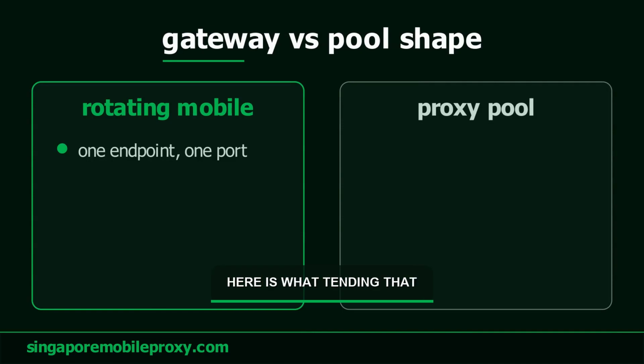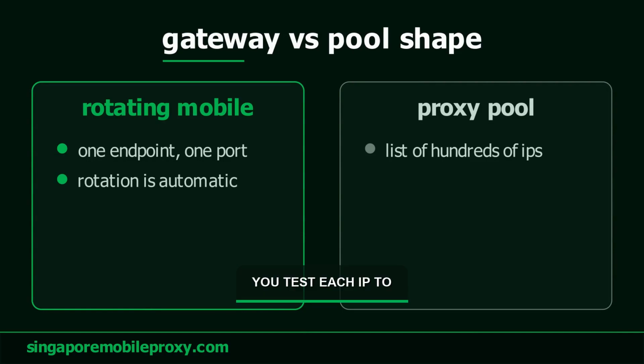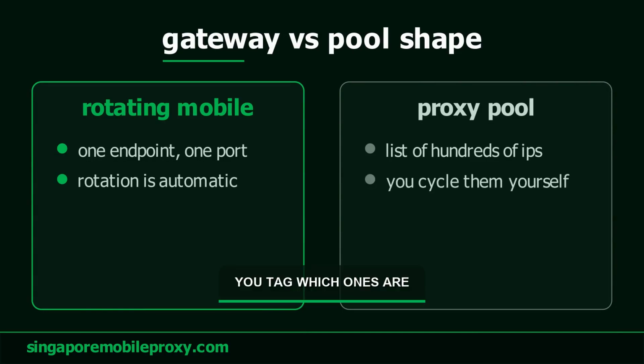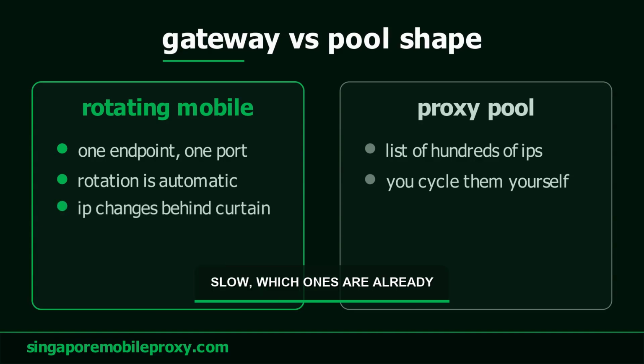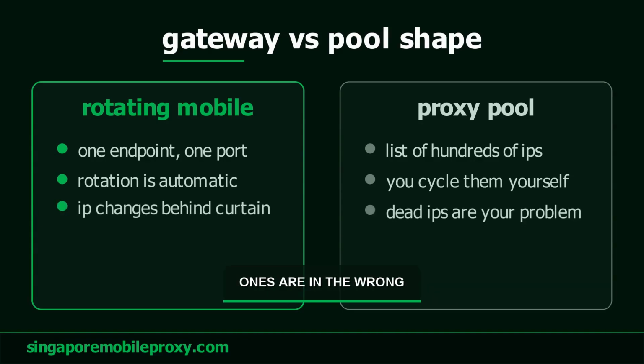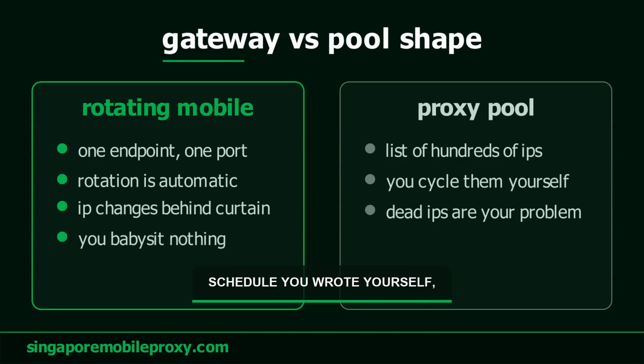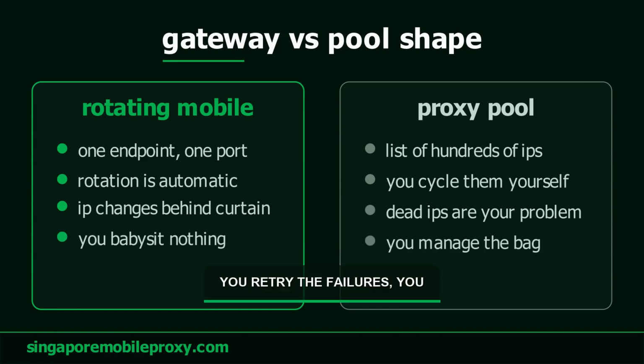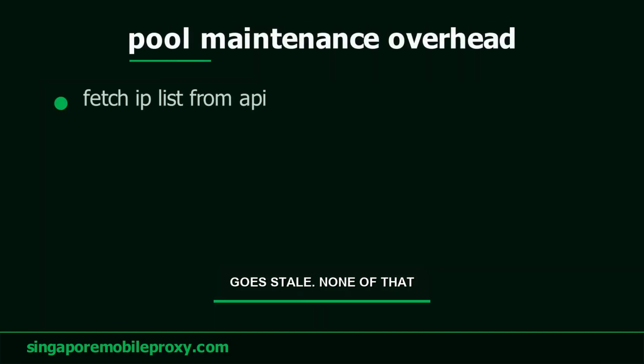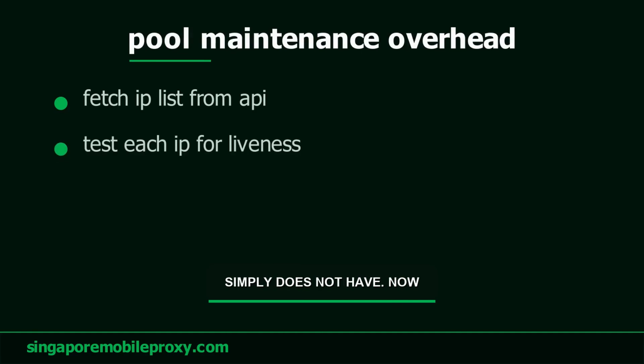And here is what tending that garden actually looks like. You fetch a list from an API, you test each IP to see if it is alive. You tag which ones are slow, which ones are already blocked on your target, which ones are in the wrong country. You rotate them on a schedule you wrote yourself. You retry the failures, you refresh the list when it goes stale. None of that is the work you set out to do. All of it is overhead the gateway simply does not have.